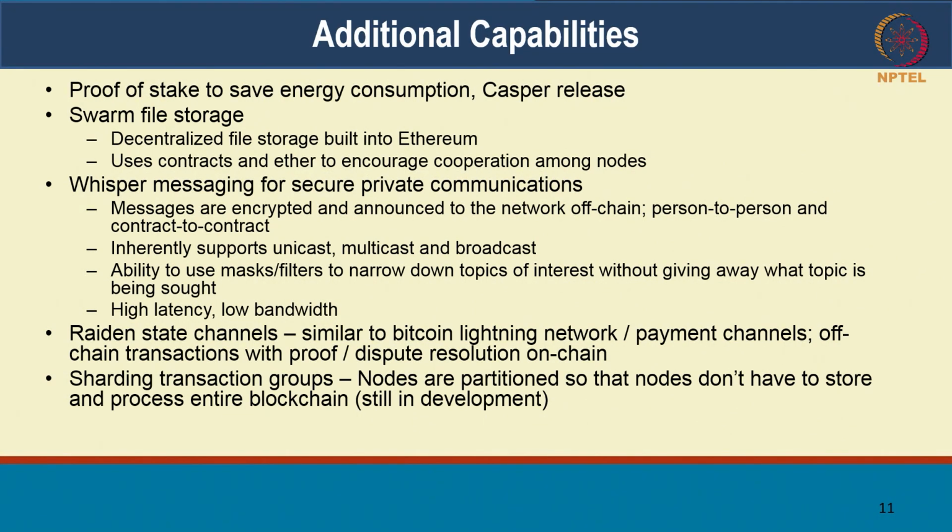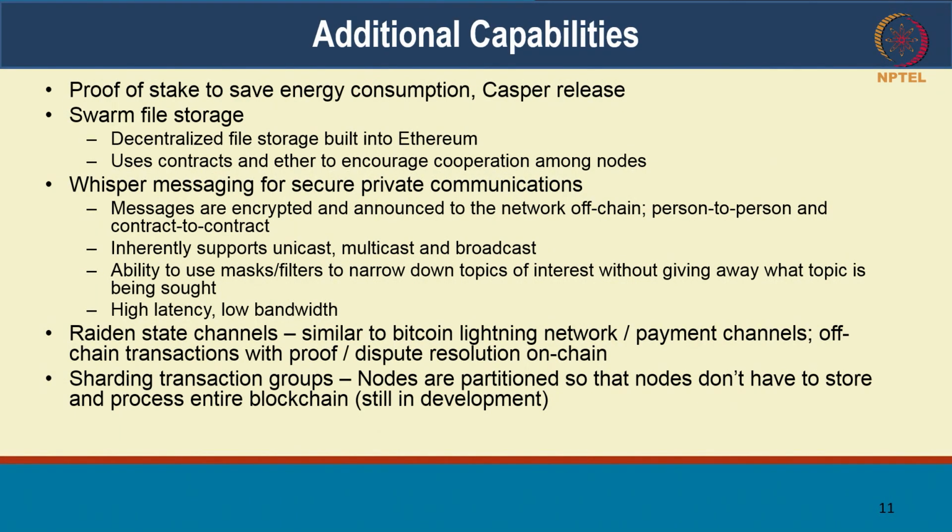Okay, what are some of the additional capabilities? The first one is Swarm file storage, which basically allows decentralized file storage to be built inside Ethereum. It uses contracts themselves to encourage cooperation among nodes. Let's say I want to store a particular file. I can store that in Ethereum, and I can pay the nodes who are storing it. So the contracts themselves will manage both the storage as well as the payment for that storage.